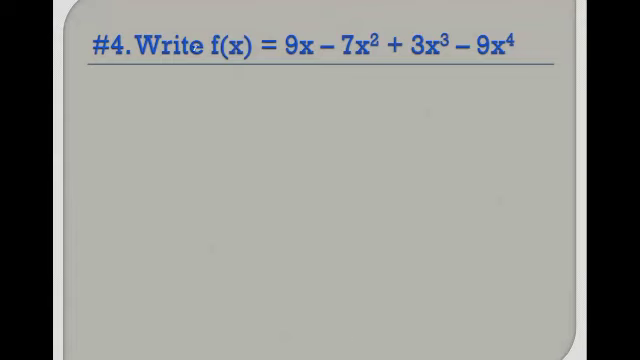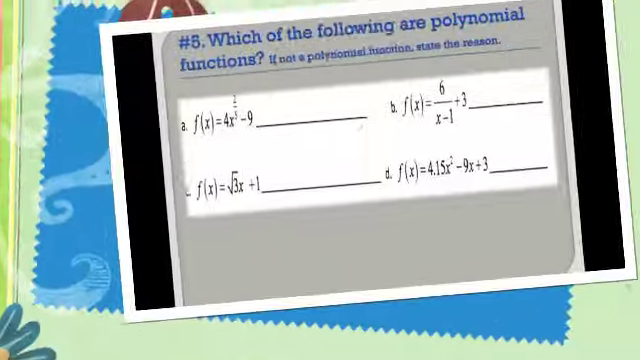Okay, I didn't finish writing all of this, but write this in standard form. And I talked about this earlier, so you should be aware that you're not going by coefficients, you're going by powers. This is the largest power, so this would be f of x equals negative 9x to the 4th plus 3x cubed minus 7x squared plus 9x. And this is a quartic function because it's to the 4th.